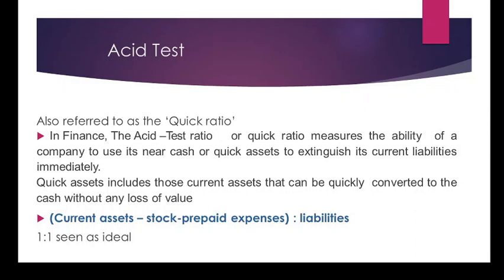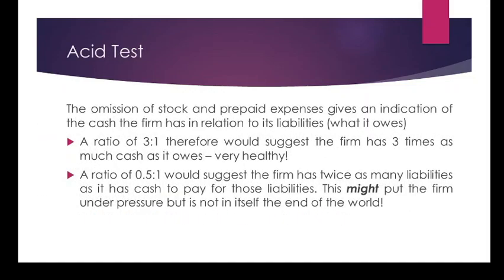Quick assets are calculated by subtracting stock and prepaid expenses from the current assets. So, the formula for calculating acid test ratio is current assets minus stock minus prepaid expenses, over current liabilities. The ideal for this ratio is 1:1. It means if liquid assets are equal to current liabilities of the business, the quick ratio is satisfactory for the business.